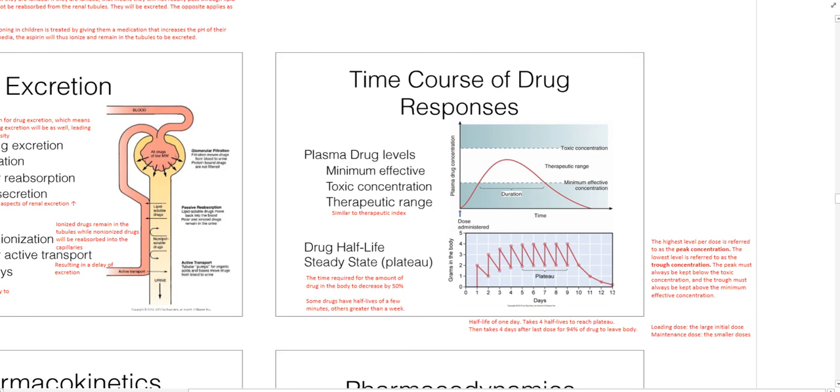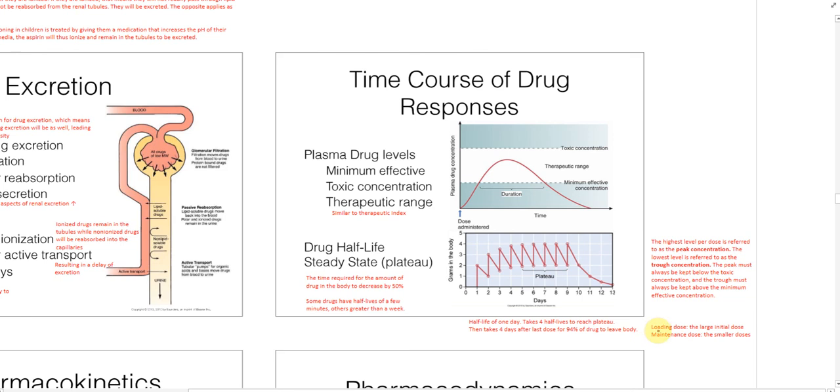So the highest level per dose is referred to as the peak concentration. This is all a little bit extra here. The lowest level is referred to as the trough concentration. The peak concentration must always be kept below the toxic concentration. So the highest dose that we end up giving them needs to remain below the toxic concentration. And the trough concentration must always be above the minimum effective concentration. That way we can maintain a constant effective effect, I guess.